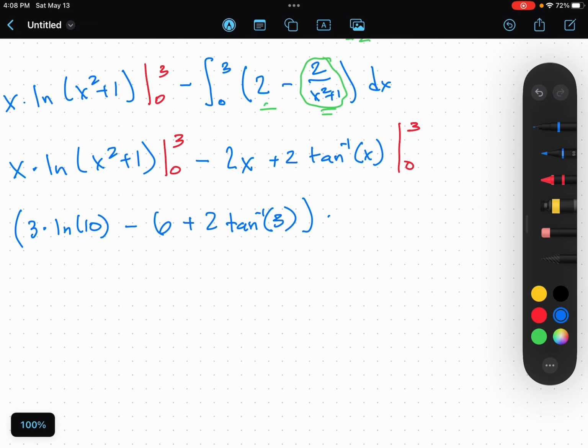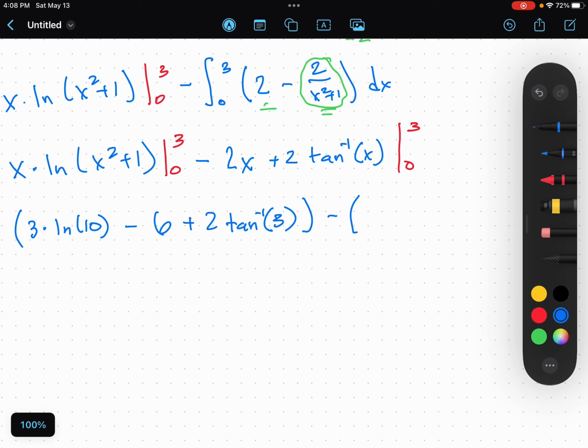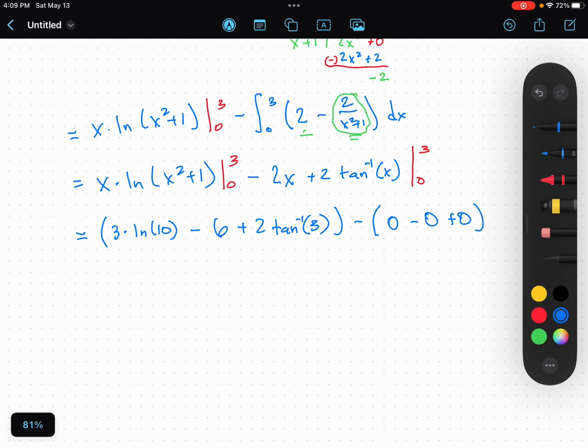After that, I have to plug in 0 to all these. So when I plug 0 into x natural log of x squared plus 1, that's going to be 0 times 0, which is 0. When I plug 0 into the 2x, I also get 0. And when I plug 0 into inverse tangent of x, the inverse tangent of 0 is 0, and 0 times 2 is 0, so this is plus 0. So the good news is that whole side of the expression is gone.